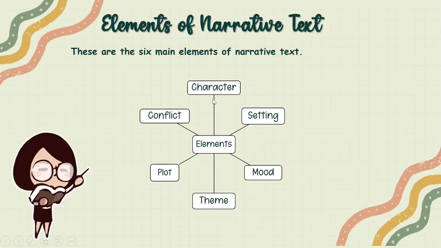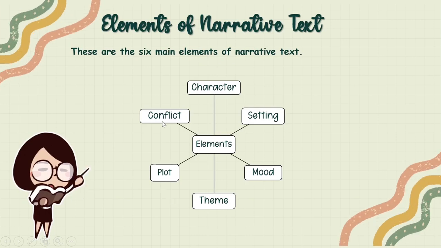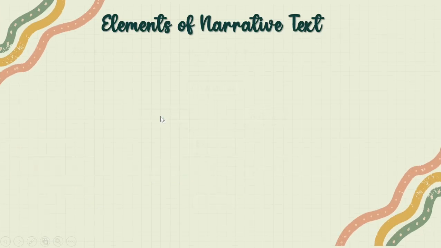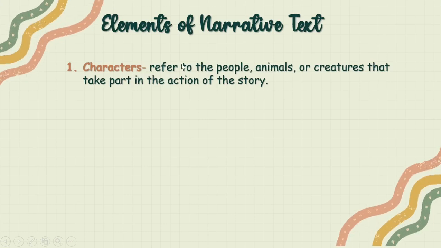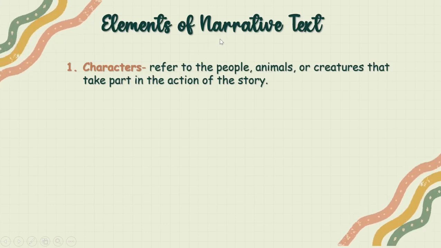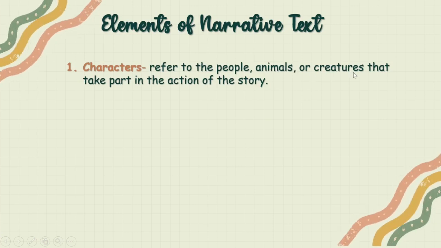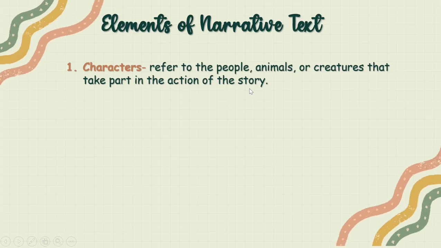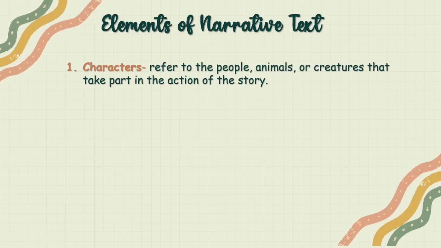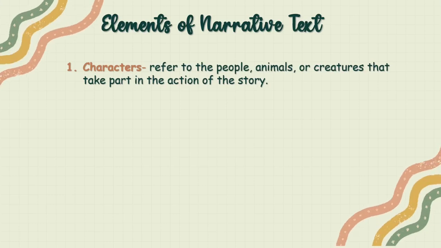We have character, setting, mood, theme, plot, and the conflict. When we say characters, these are the elements of narrative text that refer to people, animals, or creatures that take part in the action of the story. Sila lang naman yung mga tauhan na gumaganap sa kwento.